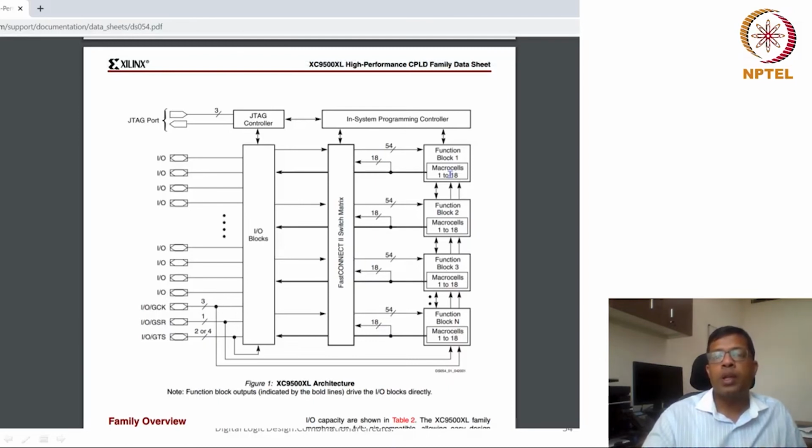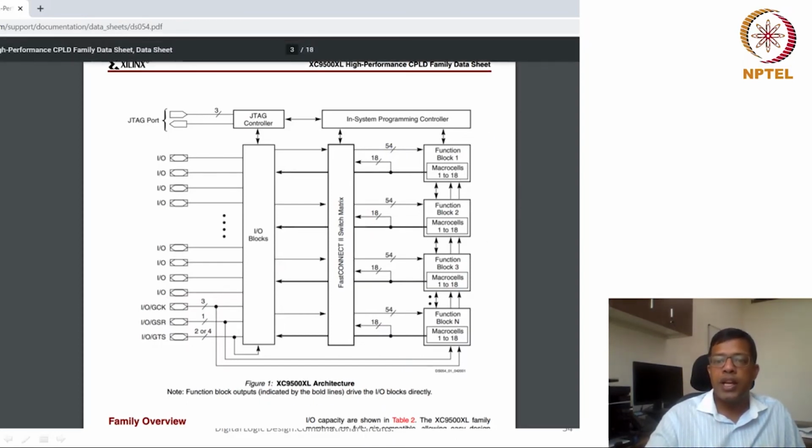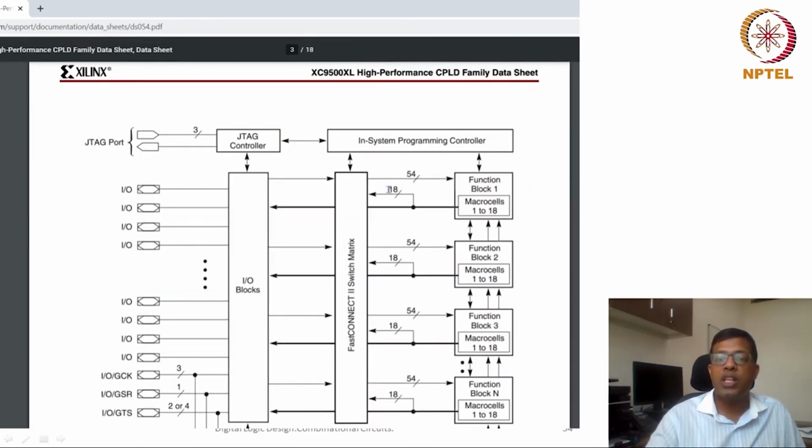Okay, so there could be 18 outputs of that PLA, which essentially means that you have 18 outputs, and the number of inputs are also 18. Now it's written 54, then why am I saying 18? Because it is 18 plus 18. Input is available in original as well as complemented form. Inputs are available from here.